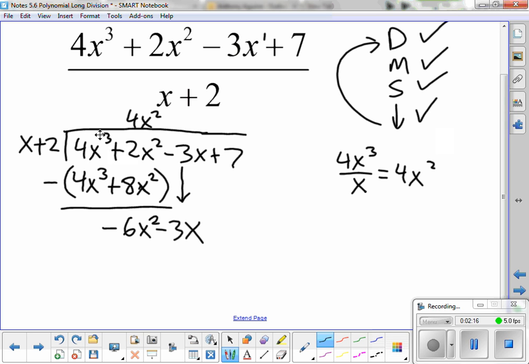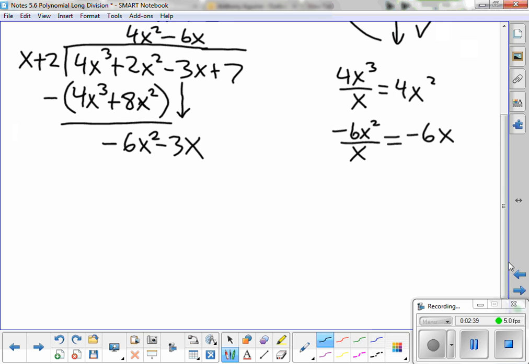So now we're going to repeat, so we're going to divide again. So you first take the first term and divide into the first term. So negative 6x squared and divide it by an x, and that's going to be a negative 6x. So this will be a minus 6x. So that's your division step. Now we're going to multiply. So take the negative 6x and multiply it by x plus 2. So negative 6x times x is a negative 6x squared, and like I said, it should match. Negative 6x times 2 is a negative 12x. All right, so we multiplied.